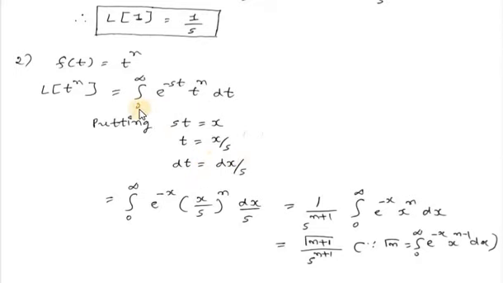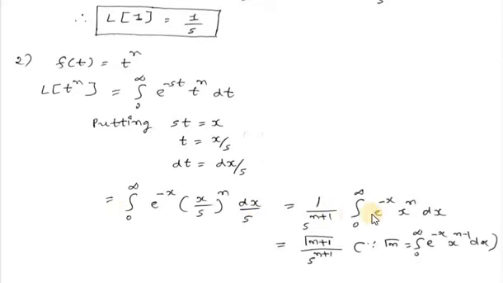Now if t equals 0, then x equals 0. If we replace t by 0 over here, it will become s into 0, so the result is 0. So for t equals 0, we have x equals 0, and for t equals infinity, into some finite value, it will become infinity, so we have x equals infinity. So the limit is integration from 0 to infinity e raised to minus st is x, and replacing t by x by s the whole raised to n, and replacing dt by dx by s.